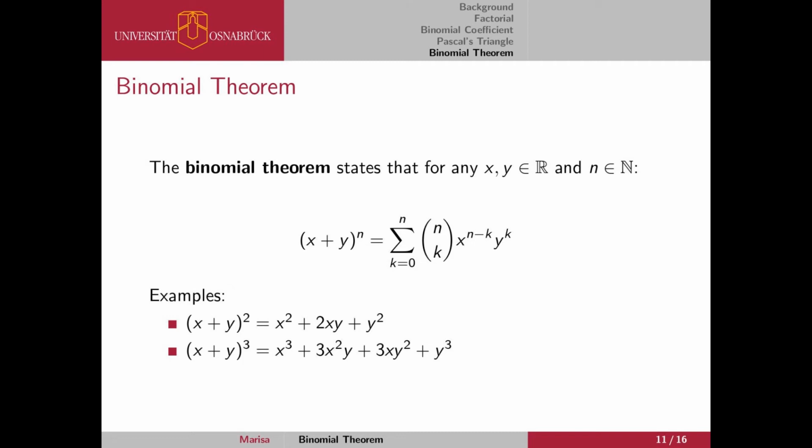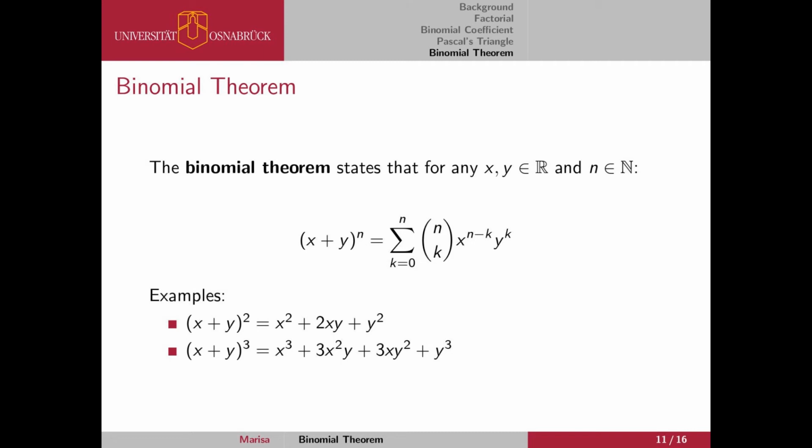So the first element of our sum would be 2 over 0 times x to the power of 2 minus 0 times y to the power of 0. 2 over 0 is 1. x to the power of 2 minus 0 is x squared, and y to the power of 0 is 1. Therefore, the first element of our sum will be x squared.